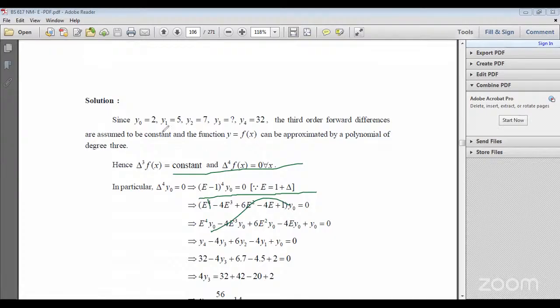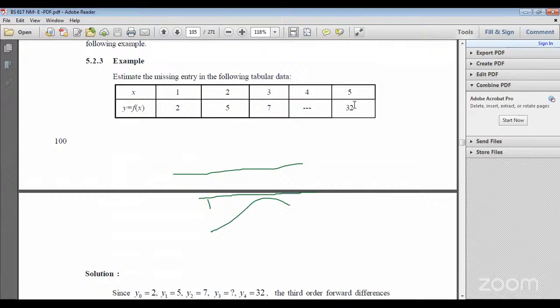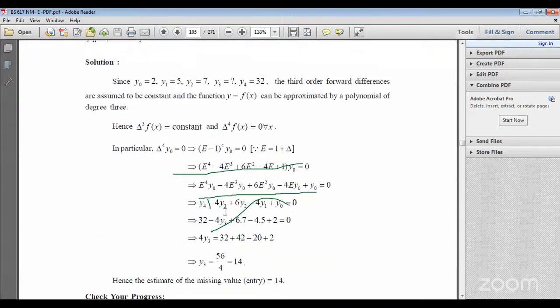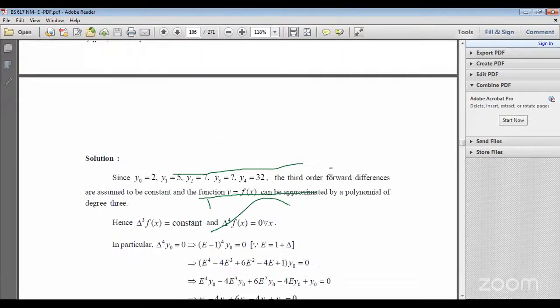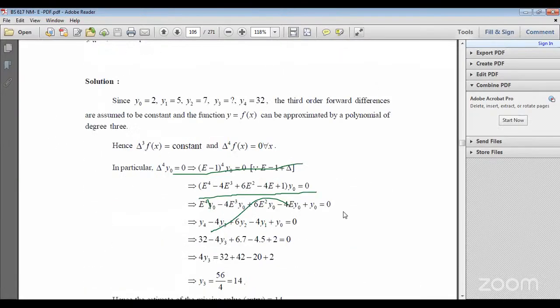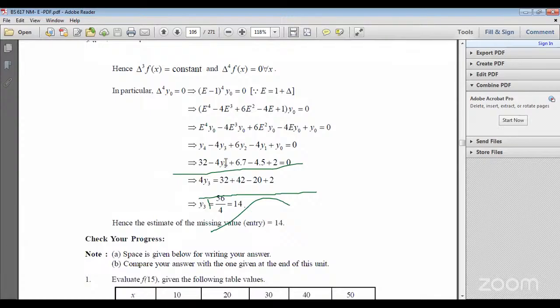So therefore y4 means what is that value? We know that y4 here is 32. Then we don't know the value y3. Then 6 into 7. Then 4 into 5. Then 2 into 4 into 5. We are multiplying here. 4 minus 4y3 comes left here. 32 plus 42. 7 into 6 is 42. 4 into 5 is 20. 32 plus 40, 72, so 74 minus 20, 76 minus 20, 56 by 4 is equal to 14. The value of the output comes here.